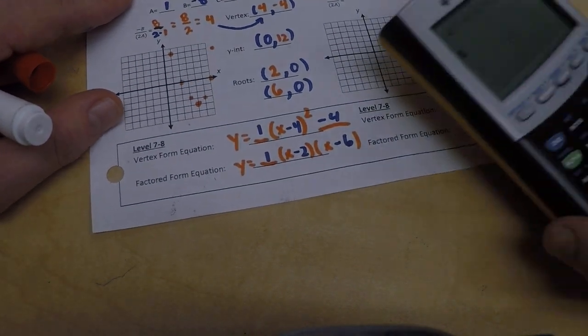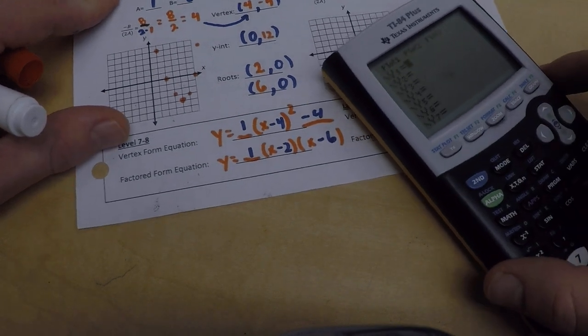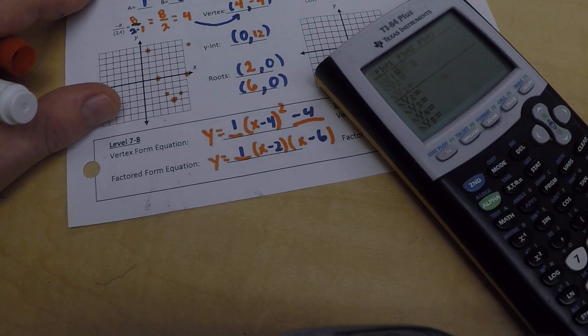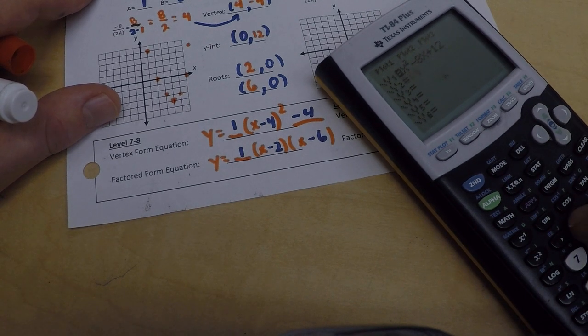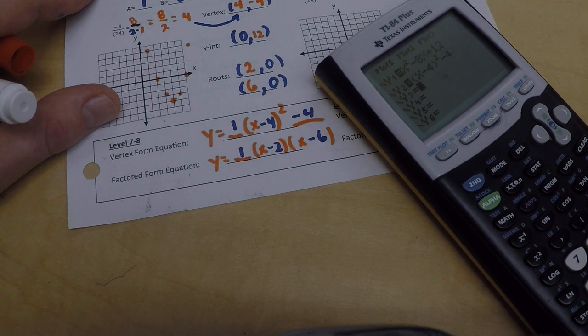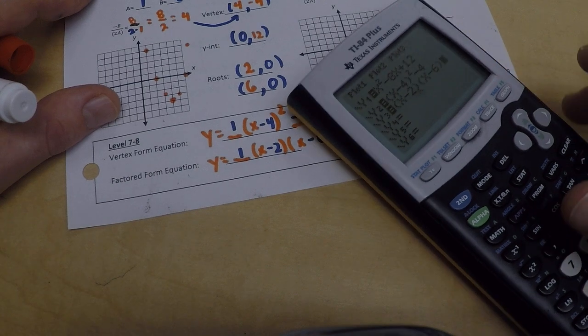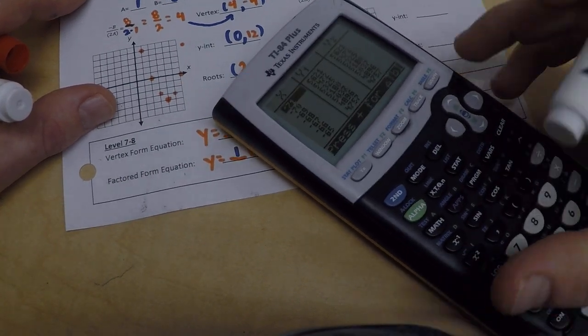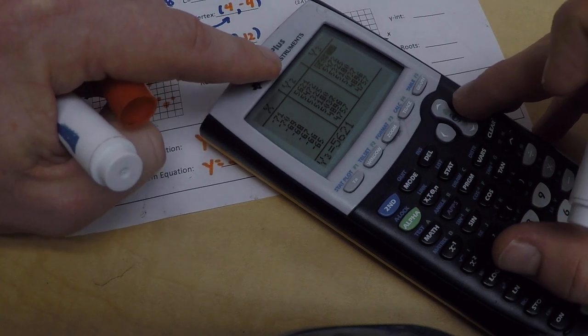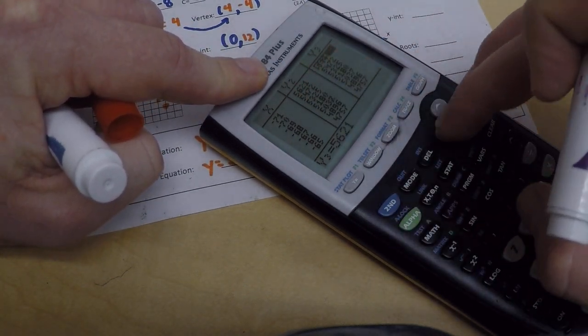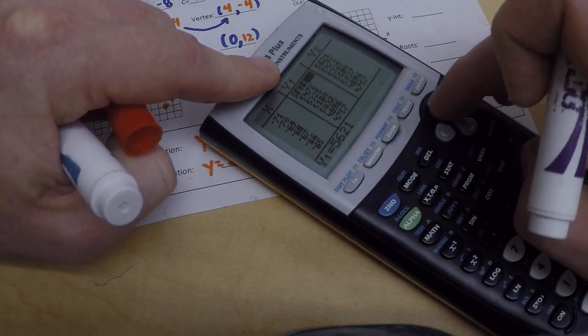Okay, and then what you can do always on these is check your answer. So in your y equals, you could do x squared minus 8x plus 12, parentheses x minus 4, parentheses squared, -4, that's the vertex form, and then x minus 2, parentheses x minus 6. And look at the table, you should get all three y's should be the same. So see how the outputs are all the same.